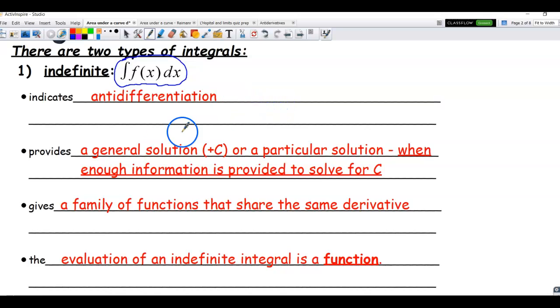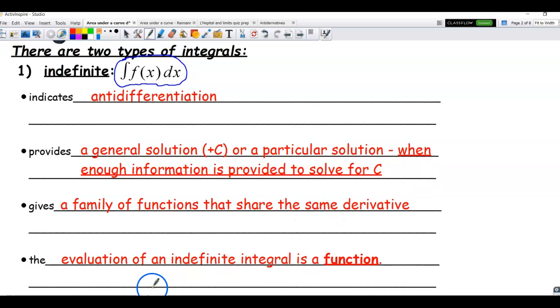An indefinite integral provides a general solution, meaning that you have to have a plus c, a constant of integration, or a particular solution when you have enough information provided to solve for c, like we did in one of the problems in the warm-up that we just completed. The indefinite integral gives a family of functions that share the same derivative. So again, this is just reviewing some things that we have recently learned, but just kind of getting it into your head.